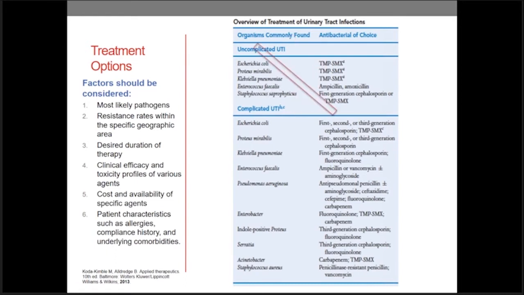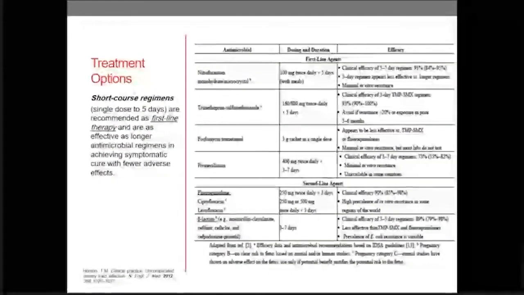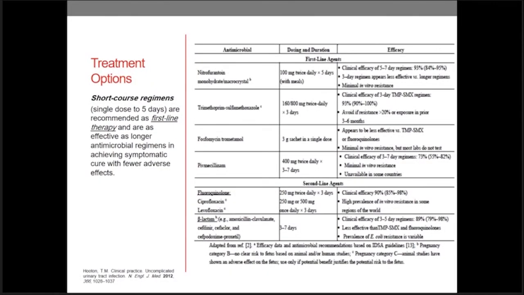The Infectious Diseases Society of America guidelines suggest the first-line agents could be nitrofurantoin, bactrim, or fosfomycin. I can't see the slide, sorry. So these are the first 4 agents recommended by the Infectious Diseases Society of America. And the second-line agents would be ciprofloxacin or levofloxacin, or a beta-lactam such as Augmentin.